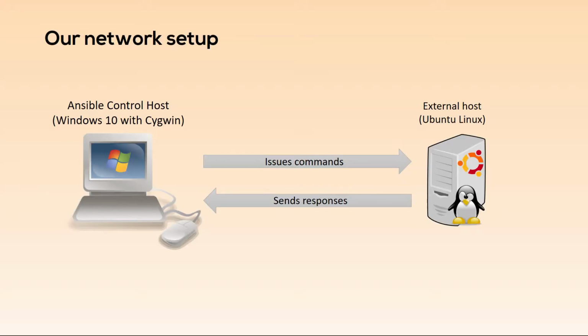The setup used for this video consists of a Windows 10 machine with Cygwin installed that is acting as the Ansible control host. The control host is the machine from which we will be issuing our commands. The external host is an Ubuntu Linux machine which we want to configure. It allows for SSH access through port 2222 and responds to the commands issued from the control host.